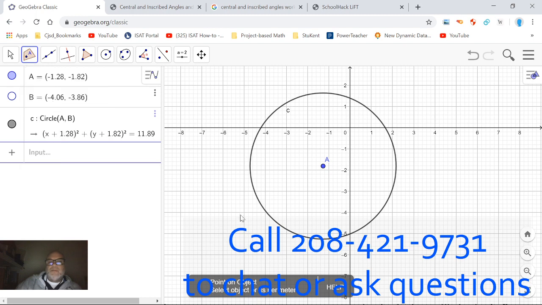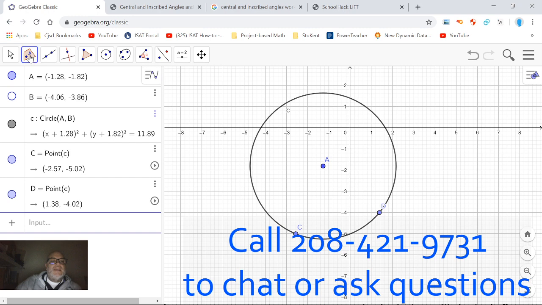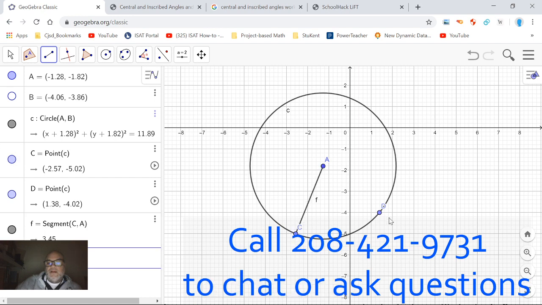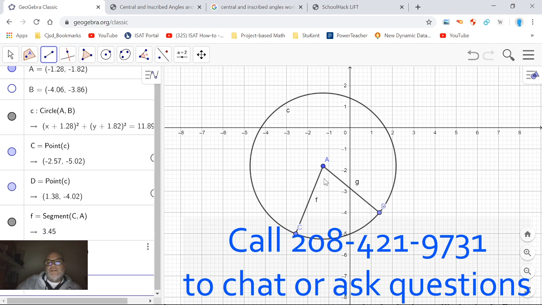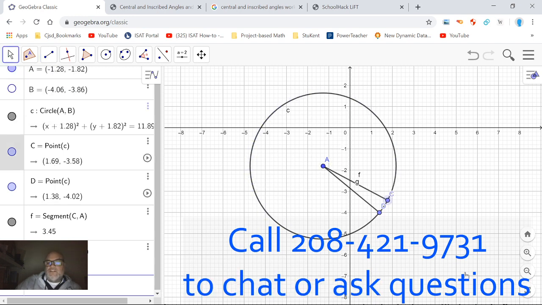I'm going to place a couple of points here on A, and these points I can move around. I'm going to draw a couple of segments between here and there and here and there. So I've got a couple of segments. It looks kind of like a slice of a pie. I can move this and it'll just spin around and around. I can move any of these points.